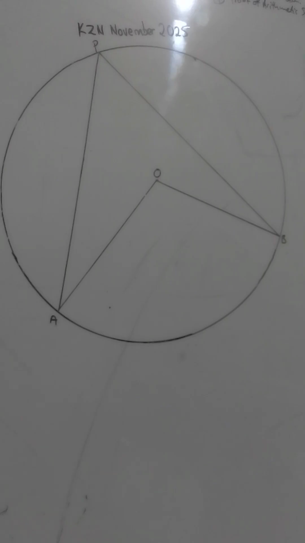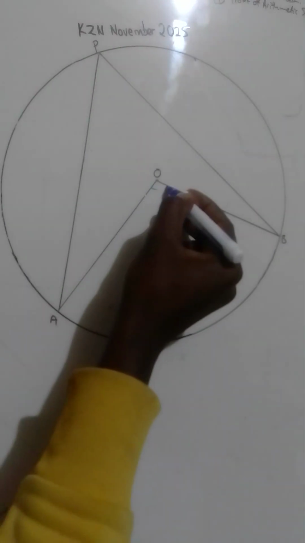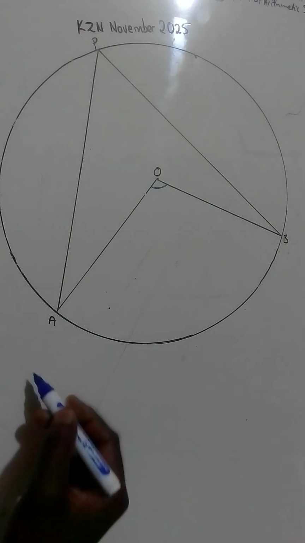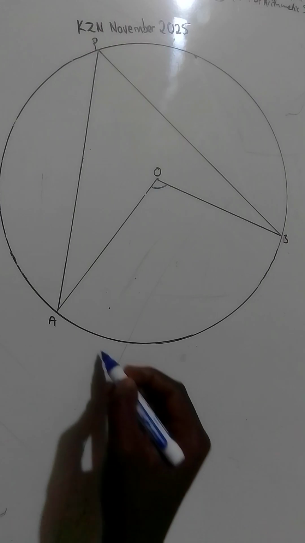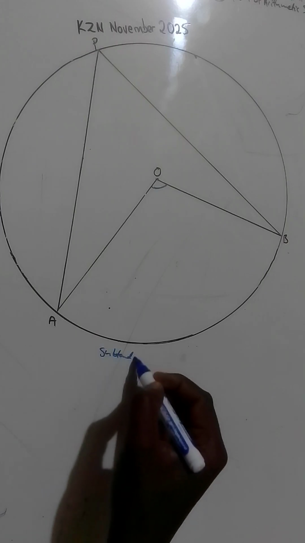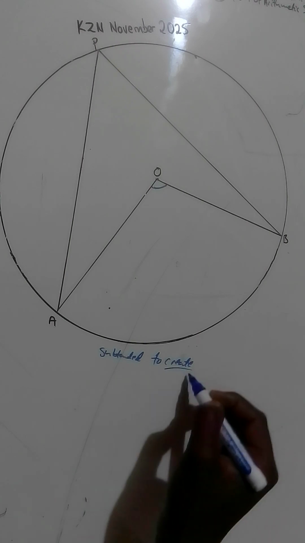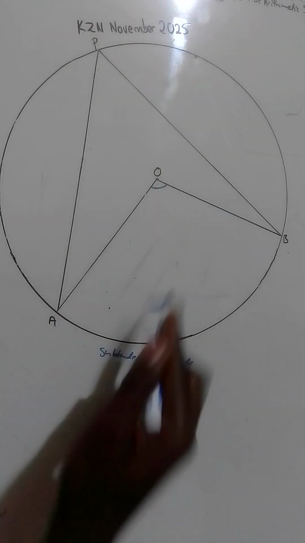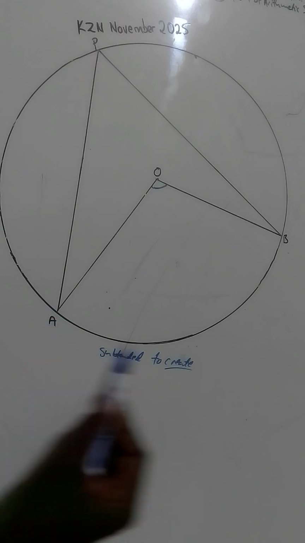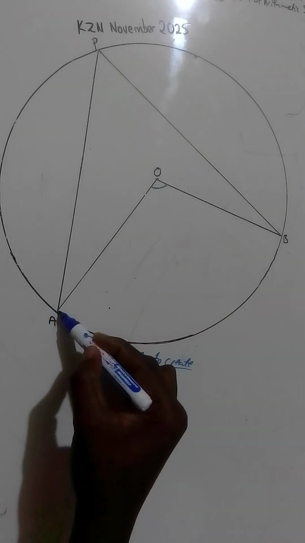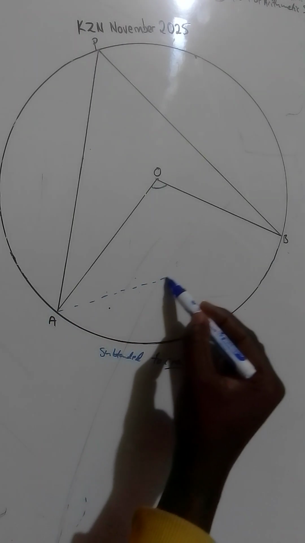Now we are being asked to prove the theorem that states that the angle at the center subtended by an arc or chord is twice the angle at the circumference. So we must prove that this angle here at the center has been subtended. The word subtend means to create, right? So this angle at the center has been created by this arc AB, or we can say this chord AB.